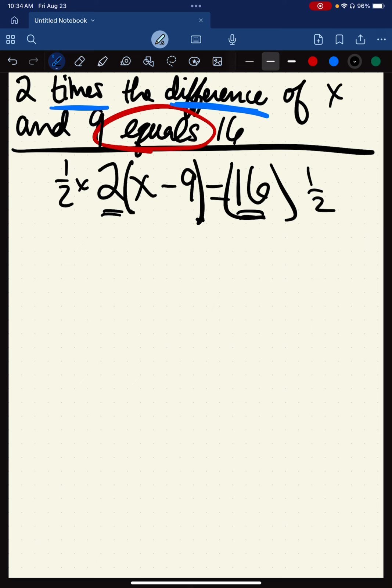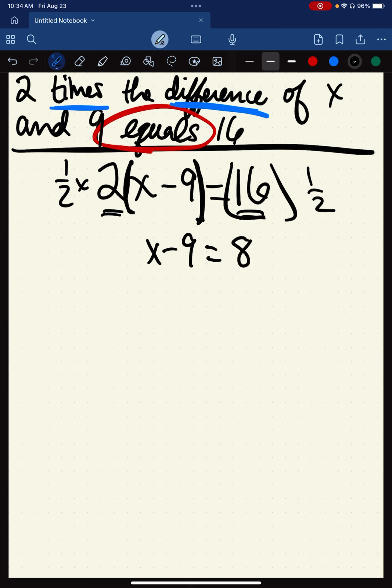So a half times 2 lots of something is just that something, right? And that was the whole point of multiplying by a half. We doubled something, and now we're going to multiply by a half. And then 16 times 1/2 is 8.